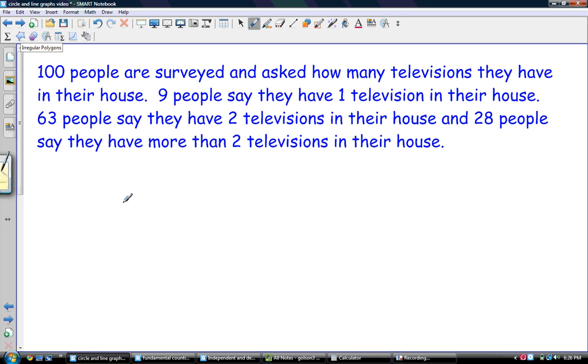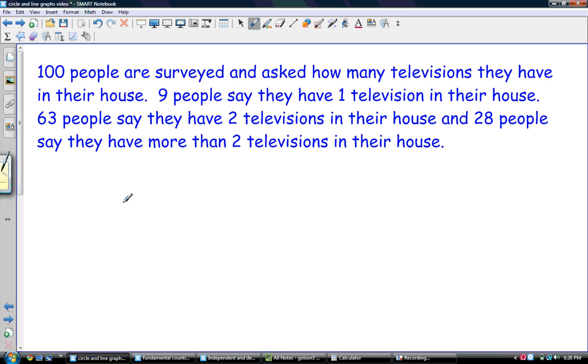Now we're going to use it to make a circle graph. So we have a problem here. It says 100 people are surveyed and asked how many televisions they have in their house, and 9 people say they have 1 television. 63 people say they have 2 in their house, and 28 people say that they have more than 2 televisions. So we're going to use this. These 100 people would be the whole group, and we're going to break it into the parts. The parts that say they have 1 television, the parts that say they have 2, and the parts that say they have more than 2. So this is a perfect time to use a circle graph.